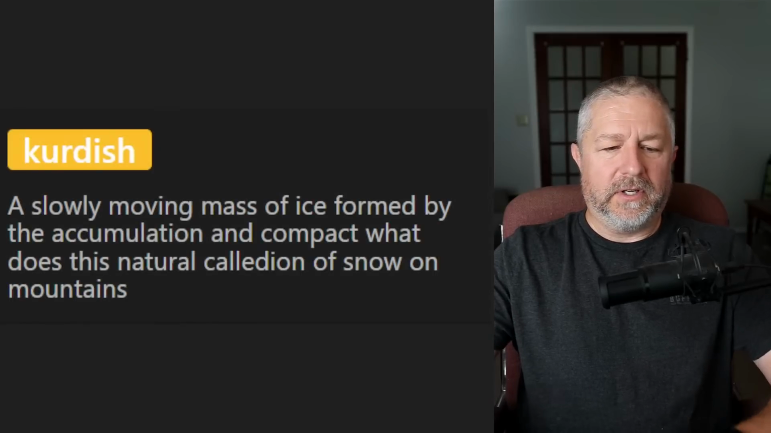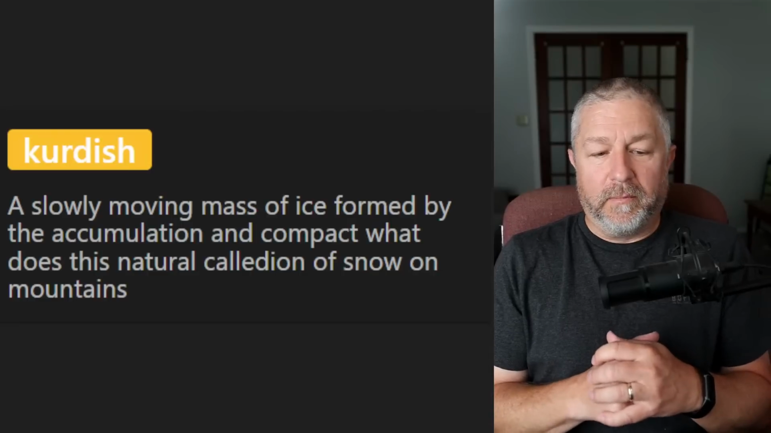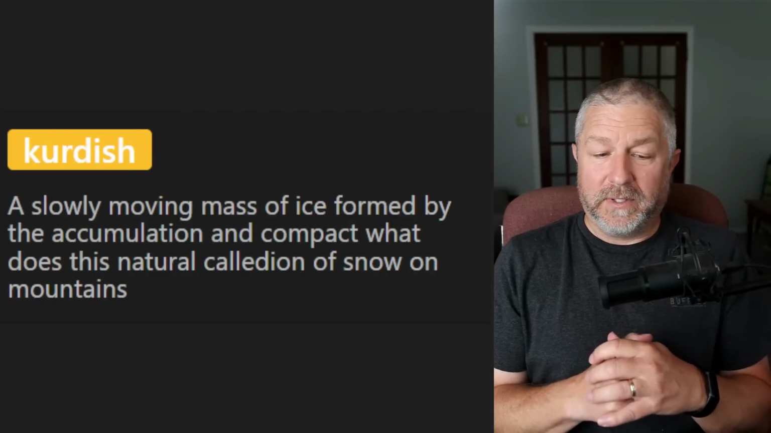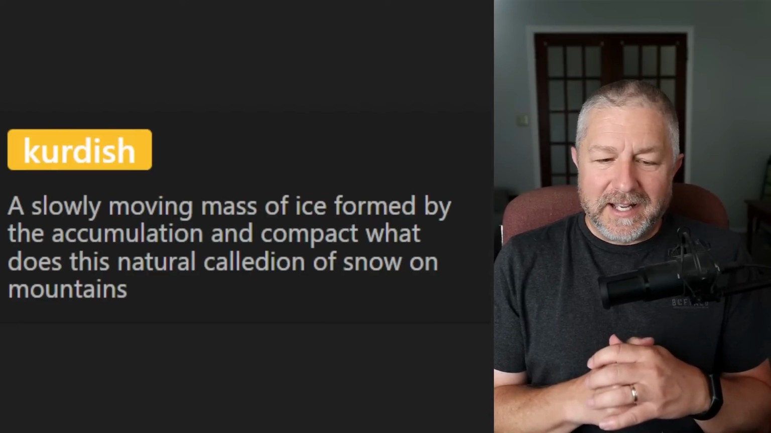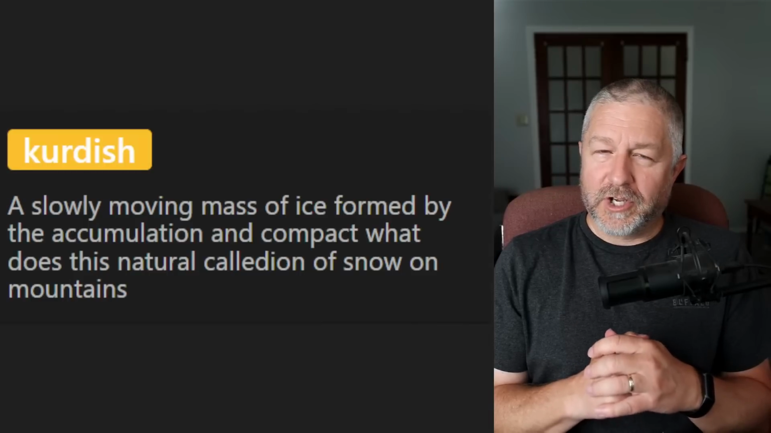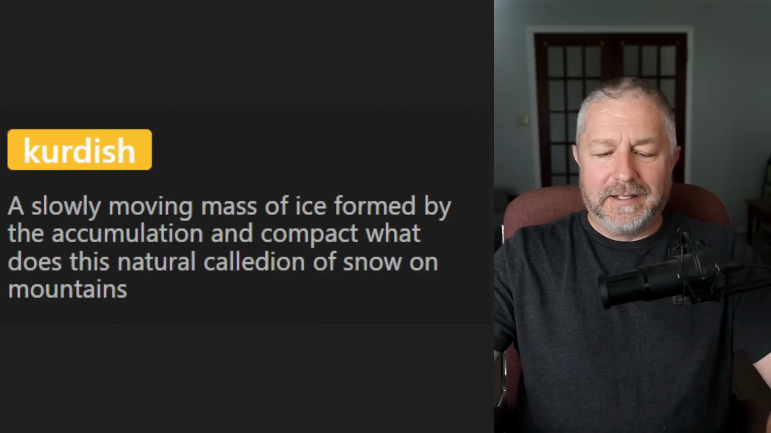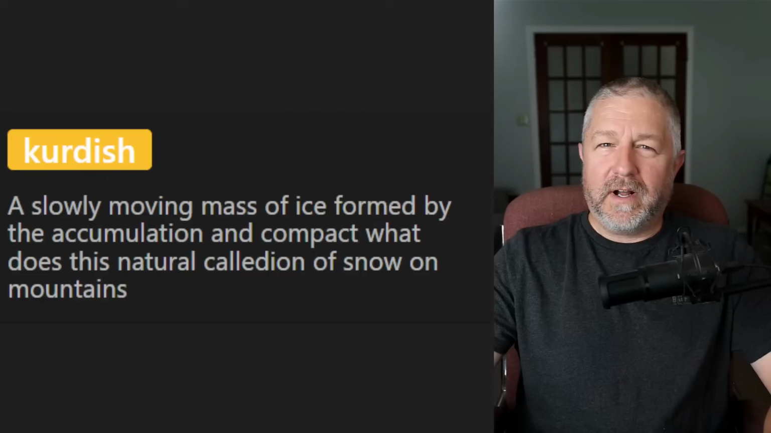Let's see, from Kurdish, a slowly moving mass of ice formed by the accumulation and compaction of snow on the mountains. What is this natural phenomenon? This would be a glacier, and I'll talk about glaciers in a bit. That is basically a large river of ice and snow that moves along very slowly.